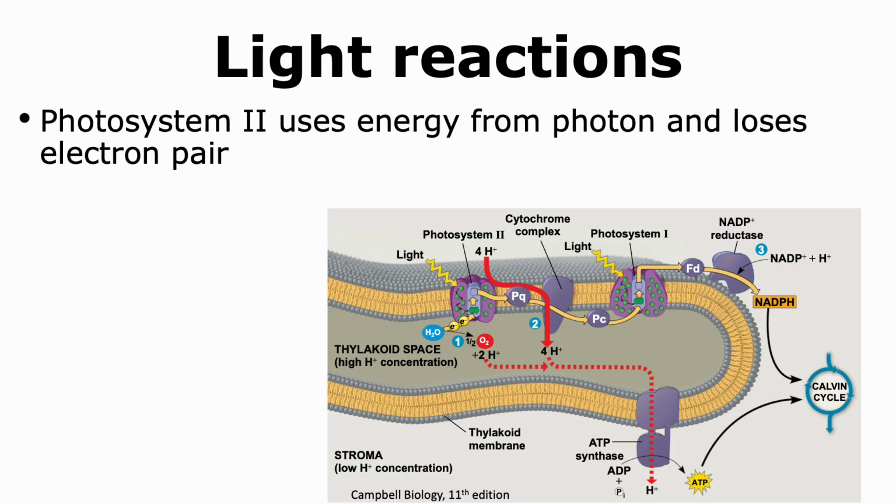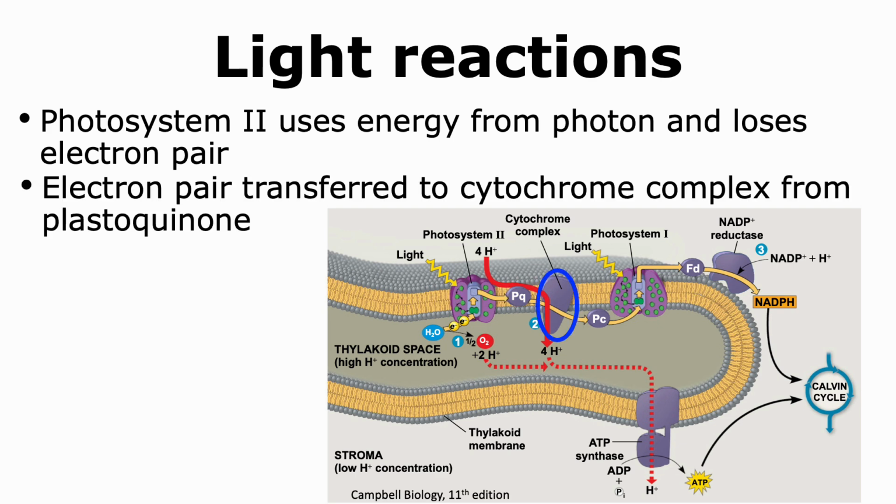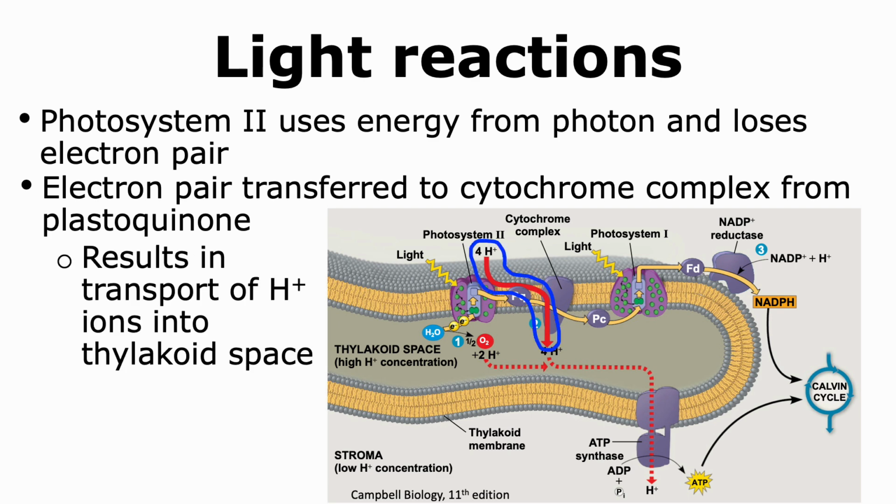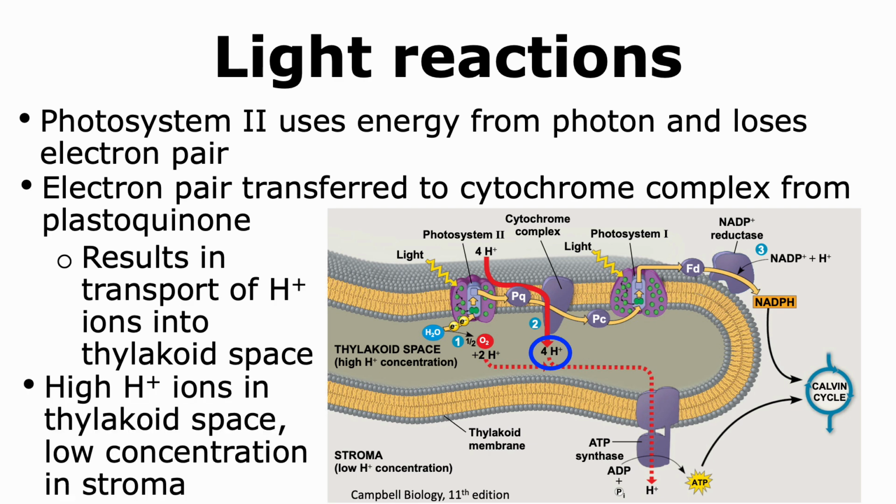The light reactions begin with photosystem II, which is present in the membrane of the thylakoid. Photosystem II obtains energy from photons present in light. It absorbs the energy and loses a pair of electrons from the chlorophyll present in the reaction center. The electron pair is then transferred to plastoquinone, and then to the cytochrome complex. This transfer of electrons results in the transport of H+ ions from the stroma of the chloroplast into the thylakoid space. This causes an accumulation of H+ ions, resulting in a high concentration of H+ ions inside the thylakoid and a low concentration of H+ ions in the stroma of the chloroplast.